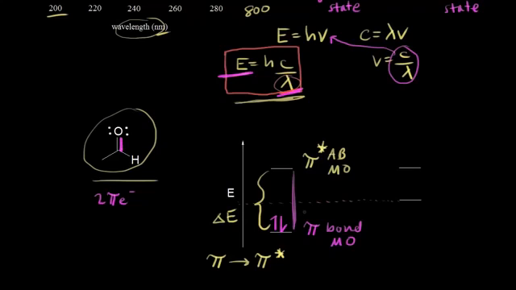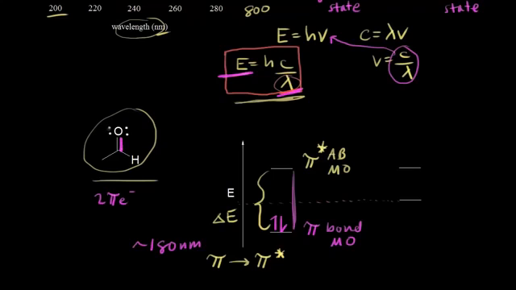And it turns out that this pi to pi star transition is approximately 180 nanometers, which is below the range of what you're usually measuring when you're using a UV-vis spectrophotometer. All right, but we have another possibility here too.